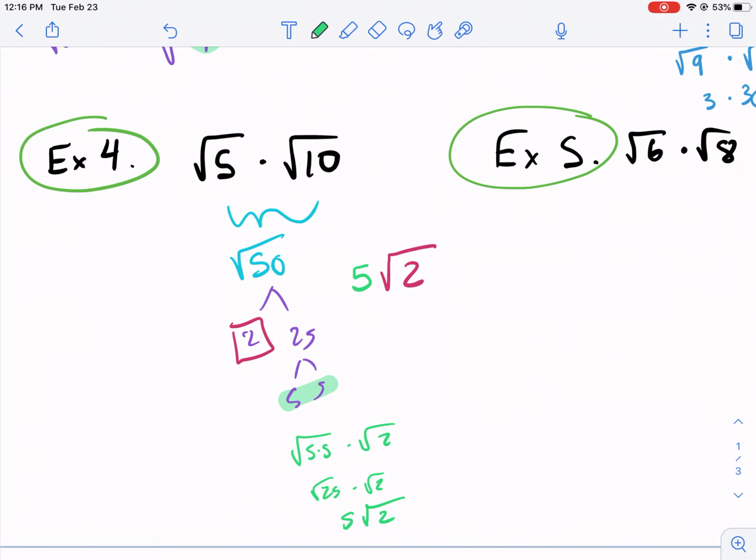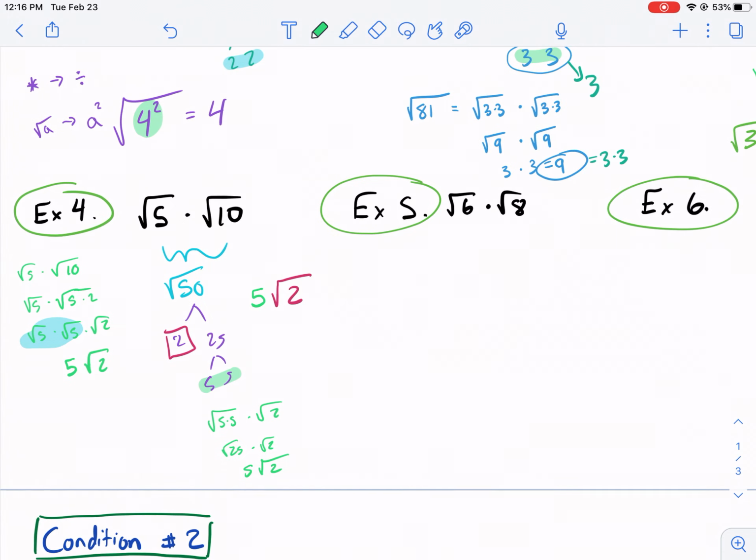Another way to do this problem is to show that, let me rewrite it over here, the square root of 5 times the square root of 10. I know the square root of 10 is the same thing as the square root of 5 times 2. So I could rewrite this as the square root of 5 times the square root of 5 times the square root of 2. Anytime we have two square roots multiplied together like this, it's simply going to give you what's underneath the radical, 5 radical 2. That's another way. So that's 3 ways that we can do that problem.